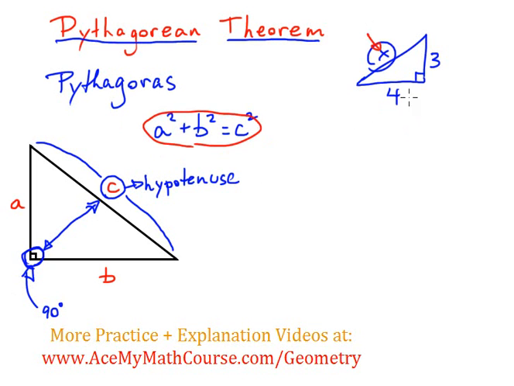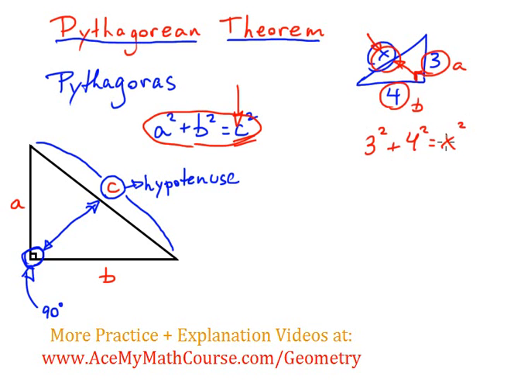So I'm just going to pick a is 3. Okay, so that's going to be a. That's going to be b. And to be honest, it doesn't matter. If I switch them and I had the a over here and the b right there, it wouldn't matter. The only one that really matters is the c. It always needs to be by itself in one side of the equation, and it always needs to be opposite to the 90-degree angle. So a squared plus b squared is equal to c squared.